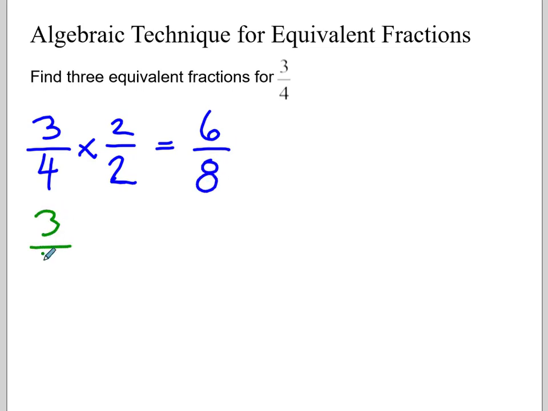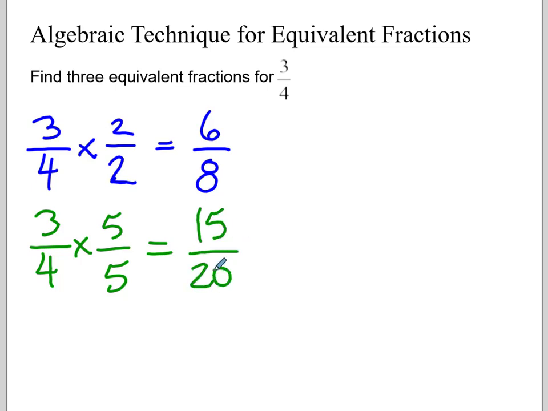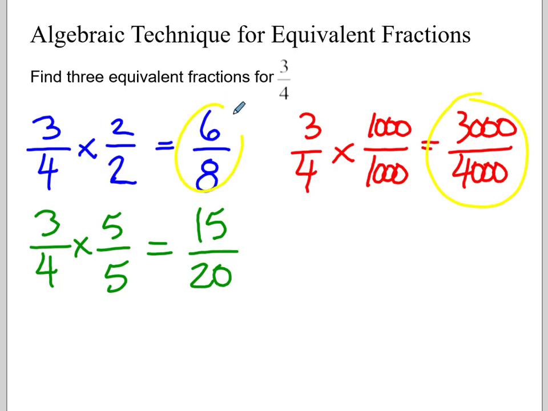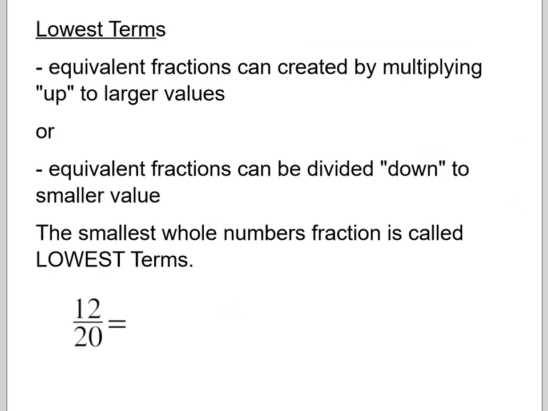I can take 3/4, I could times the top and bottom by the same amount of 5, and I would create 15/20. And then I could take 3/4 and I could times the top and bottom by 1,000, and I would have 3,000/4,000, 3,000 over 4,000ths. That's tricky to say. And all of these right here, here, and here are all equivalent to 3/4. Okay, so equivalent fractions can be created by multiplying up to create larger values.